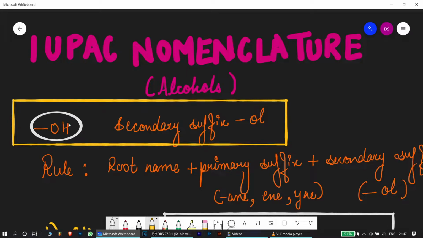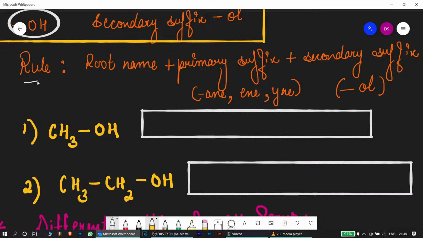Now, how do you write or how do you name the alcohols, right? So this is very important. The secondary suffix that we use for alcohol naming is OL. Right? Now let us begin with some examples in order to make this more clear to all of you. Here, I have given one rule for all of you to make it easy. Before naming, you have to understand this rule. When you're naming the alcohols, you have to first write the root name, which is the number of carbons. That is, for one carbon it is meth, for two carbons it is eth, and so on and so forth.